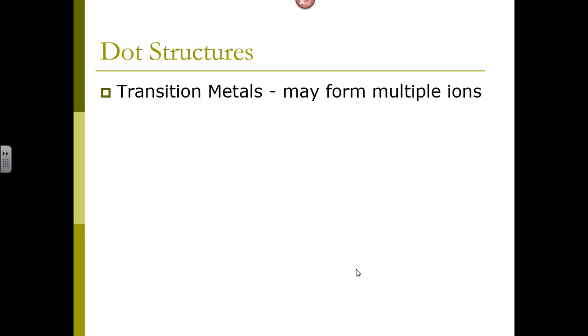One note about the transition metals. Transition metals may form multiple ions. What that means is that they can choose how many electrons they want to lose, more or less. For example, iron sometimes loses 2 and sometimes loses 3. And that just depends on what it's bonding with or reacting with, what the surroundings are, what the situation is. I don't expect you to know whether it's going to lose 2 or lose 3. Just know that it can lose a different amount of electrons. So there's not one set amount that it has to lose.